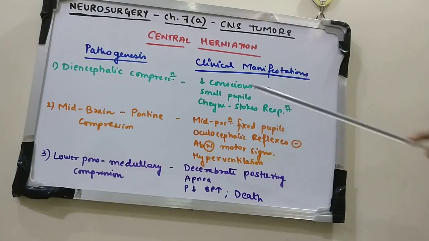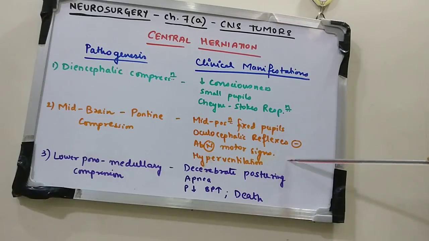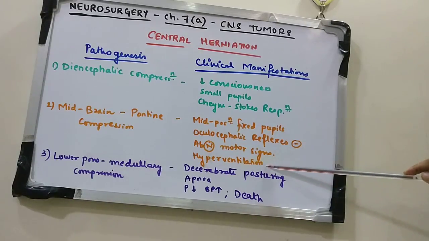Next, in the midbrain pons compression, you will see abnormal motor signs and hyperventilation, because you know that in the upper pons there is a pneumotaxic center, lower pons has the apneustic center, and the medulla has your DRG VRG group of neurons, which are your respiratory centers. So since the pneumotaxic center will be gone here, apneustic center will take over, so there will be hyperventilation.